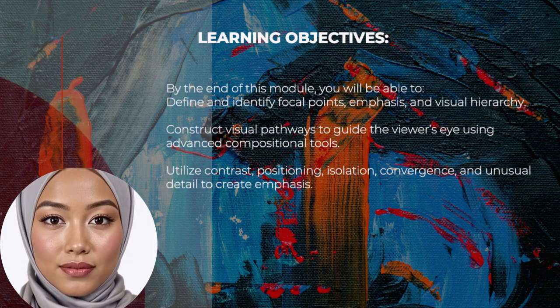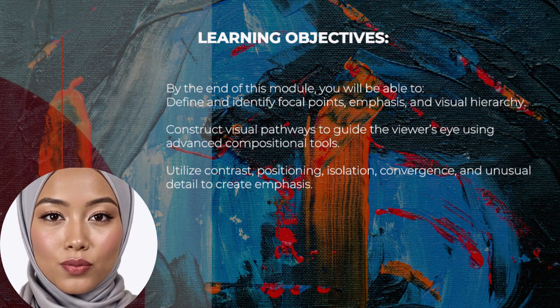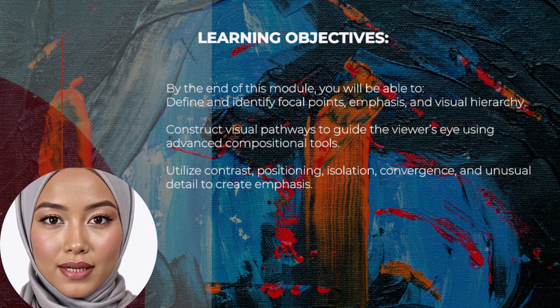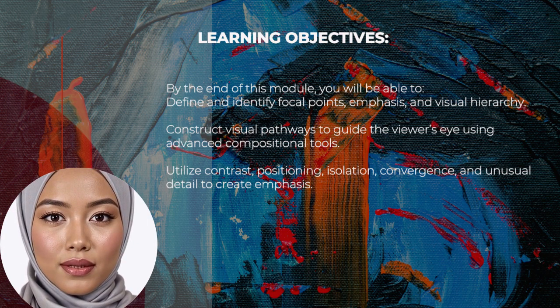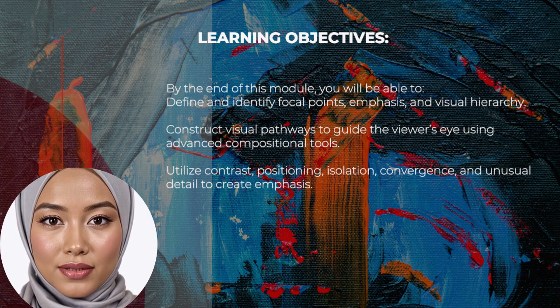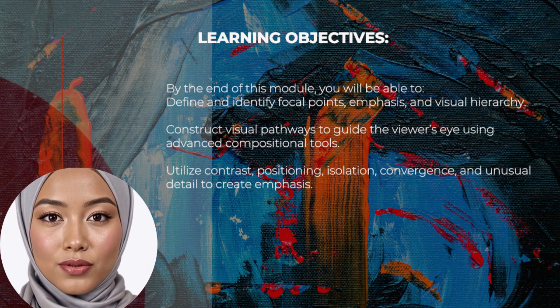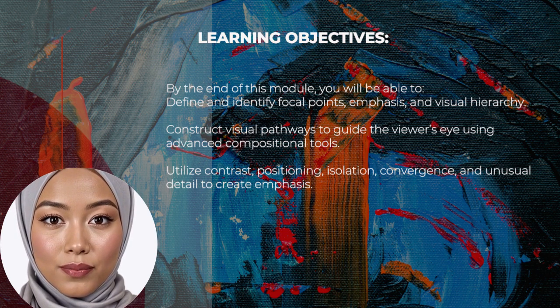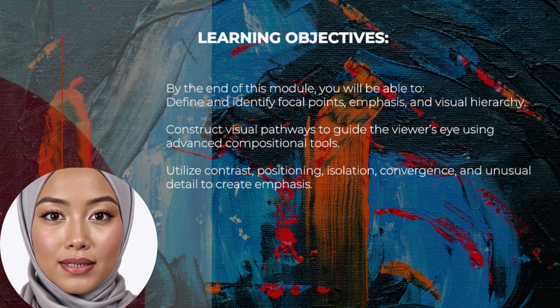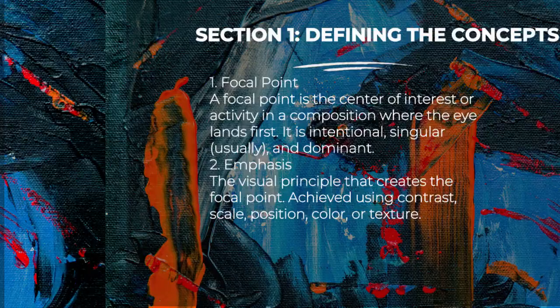Learning objectives. By the end of this module, you will be able to define and identify focal points, emphasis, and visual hierarchy. Construct visual pathways to guide the viewer's eye using advanced compositional tools. Utilize contrast, positioning, isolation, convergence, and unusual detail to create emphasis. Differentiate between primary and secondary focal points. Use emphasis to support storytelling, brand identity, or emotional impact. Critique artworks and designs based on the strength and clarity of visual hierarchy.